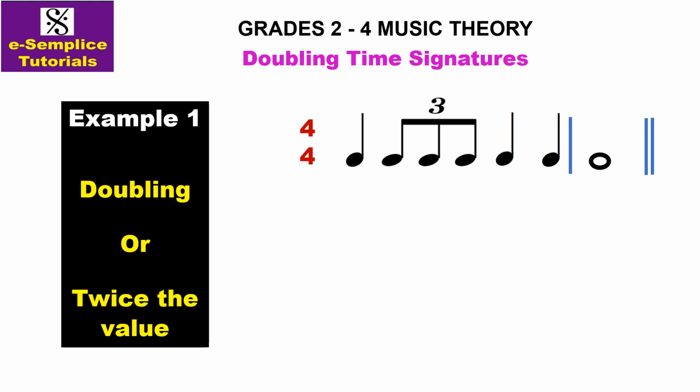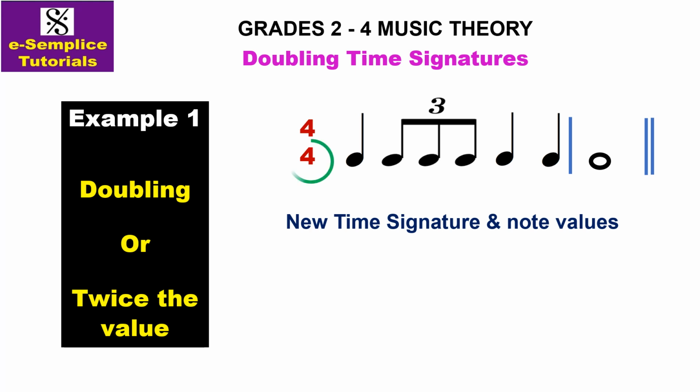Now this is 4/4 time. Let's double this time signature and see what it becomes. Definitely the time signature will change to a new one, and the note values will also change. Remember, the top figure is not affected by the doubling process. Only the bottom figure is affected.